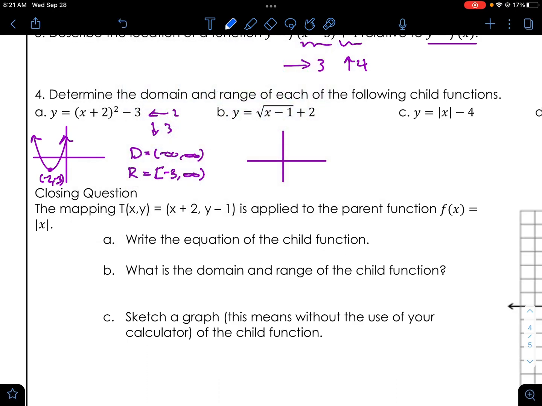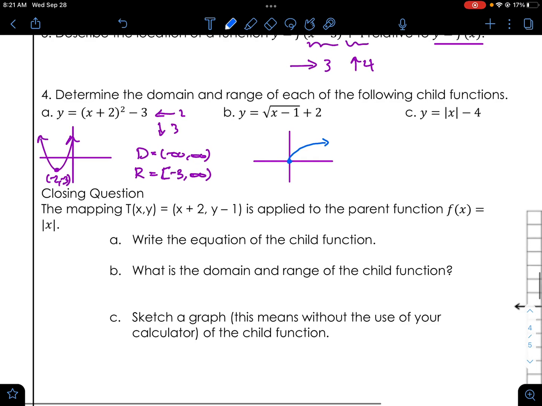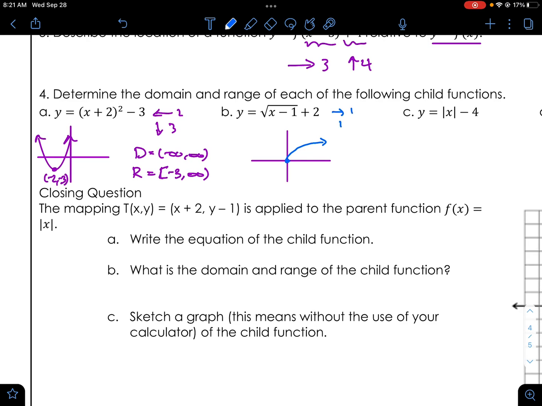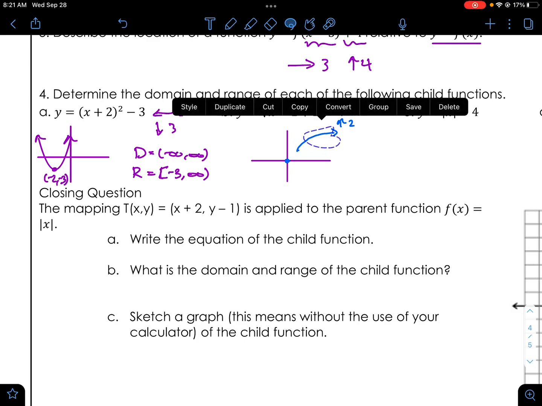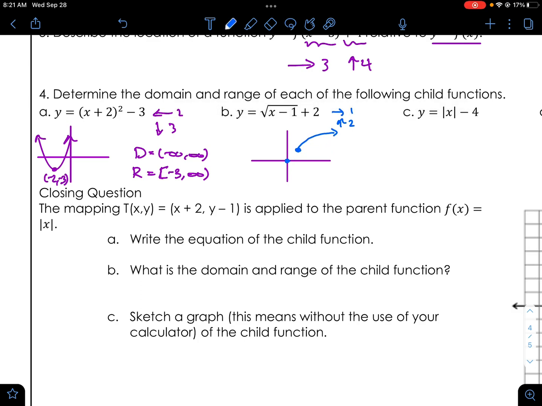With this function, this is a square root function. We know it starts at 0, 0 and looks something like this. And then if we look at the translations, it has moved right 1 and up 2. So if we take our graph and move this right 1 and up 2, we have our new point right there, which is 1, 2. And so if we look at our new domain and range, our domain is going to be bracket 1 to infinity, and our range would be bracket 2 to infinity.